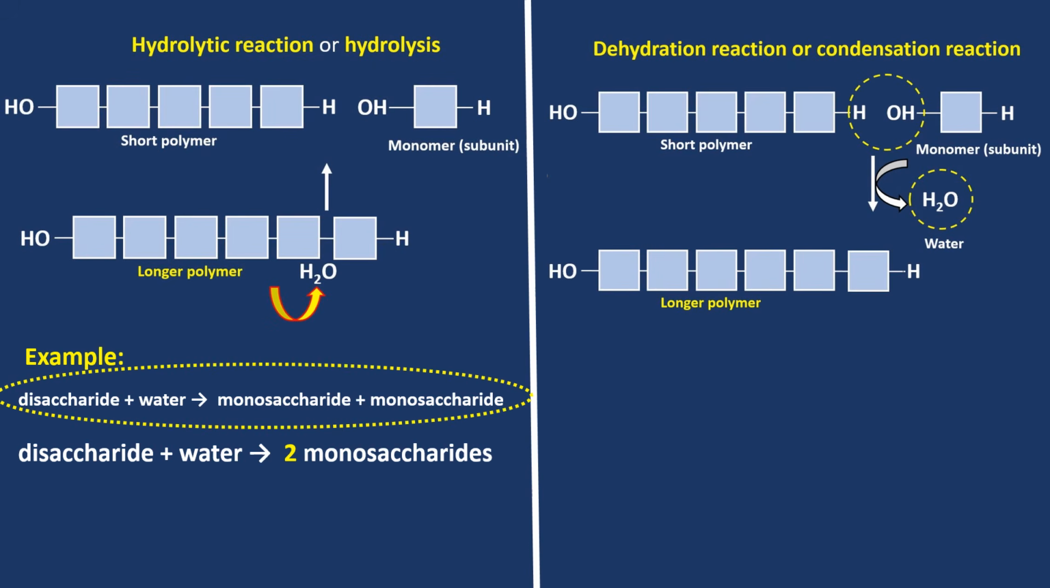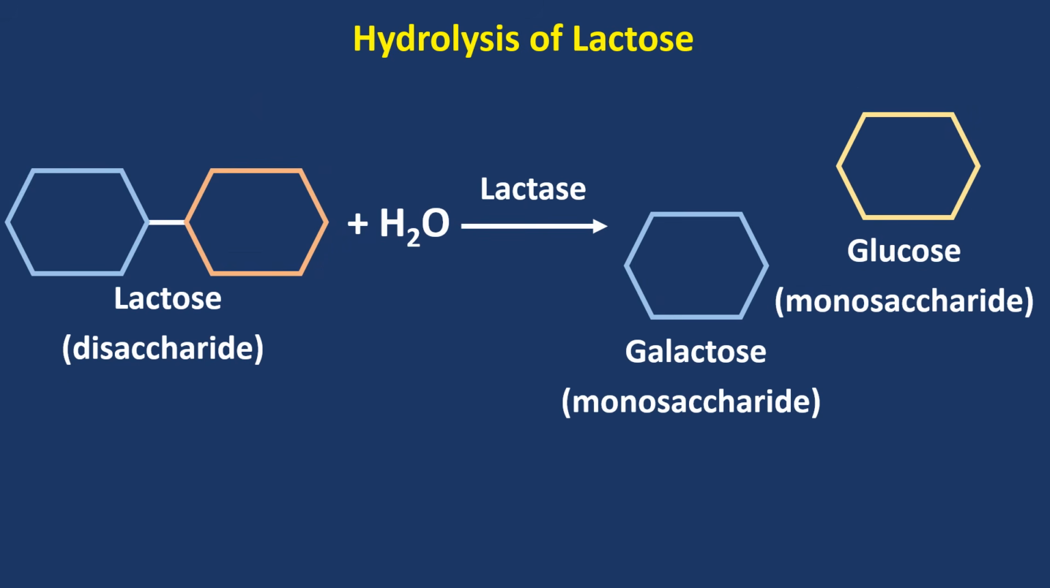For example, if we have a disaccharide, adding water breaks it into two monosaccharides or two simple sugars. It hydrolyzes a molecule of disaccharide into two smaller molecules. This is what we call hydrolysis. Here is another example, hydrolysis of lactose. A carbohydrate disaccharide, lactose, was hydrolyzed and we ended up with its monomers. Simple sugar galactose and simple sugar glucose are smaller molecules.